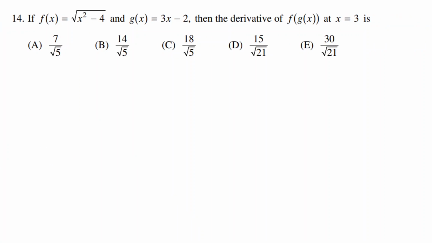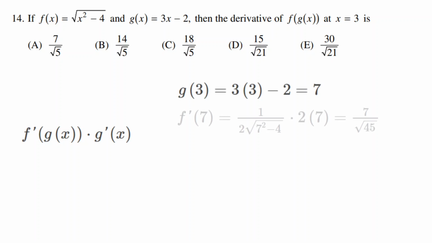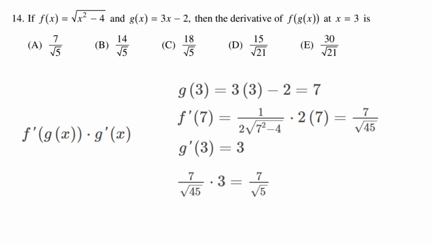14 is chain rule again, so f prime of g times g prime. G of 3 equals 7. F prime of 7 equals 7 over square root 45. G prime of 3 is 3. We get 21 over square root of 5, which simplifies to 7 over root 5, A.